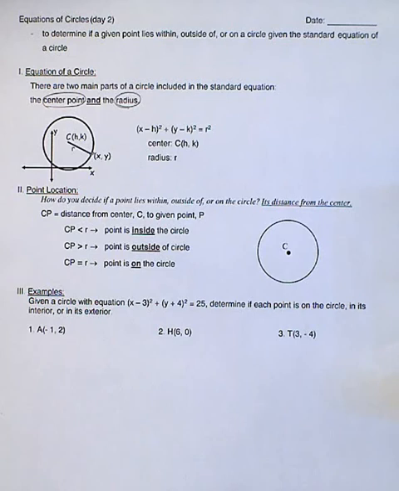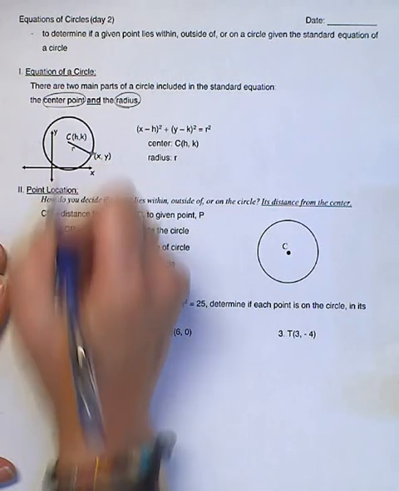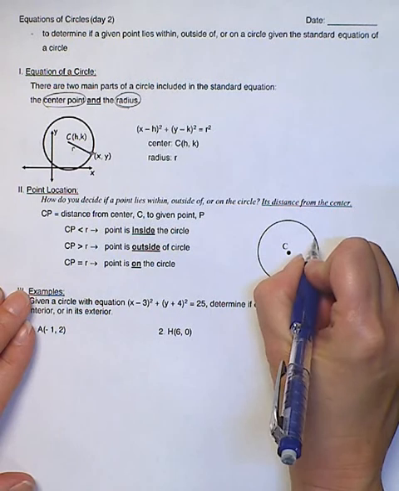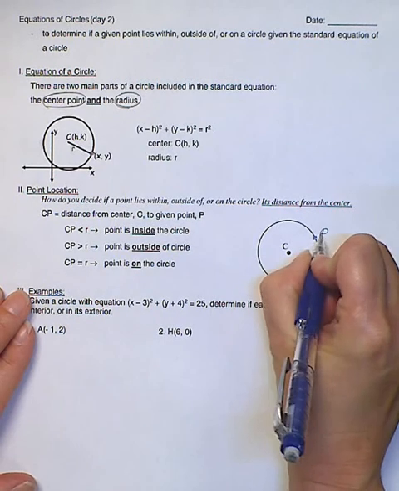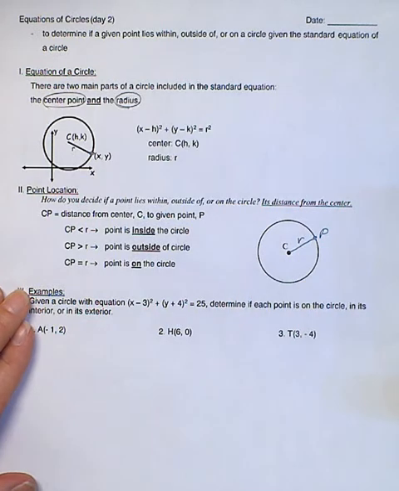But again, today we're going to talk about if I give you a point, is it going to be one of the points that lie on the circle, or is it going to lie somewhere else? So how do you decide if a point lies within, outside of, or on the circle? Well, it's the distance from the center. We know that if our point in question lies on the circle, the distance between the two points should be exactly the distance of the radius.